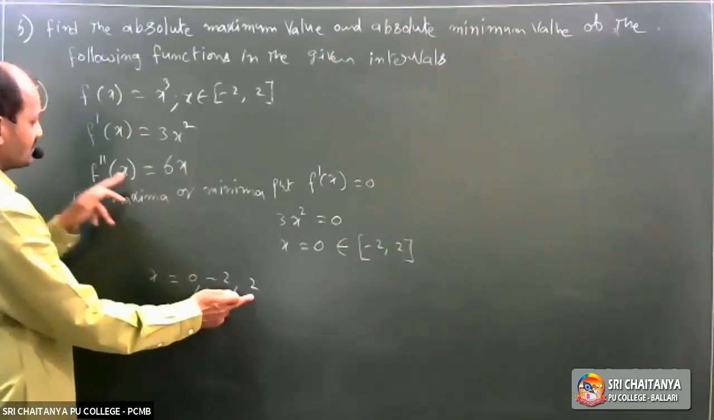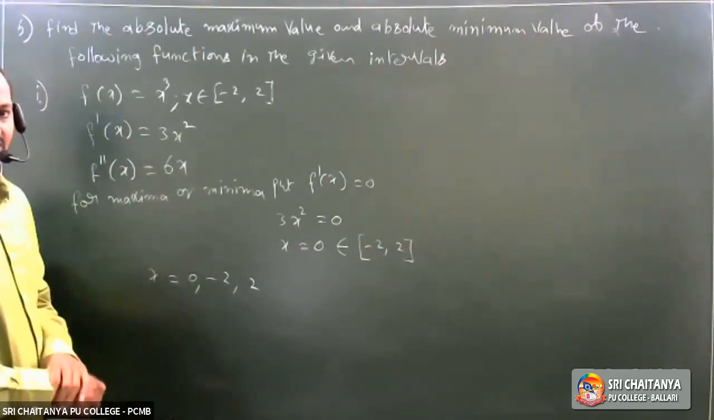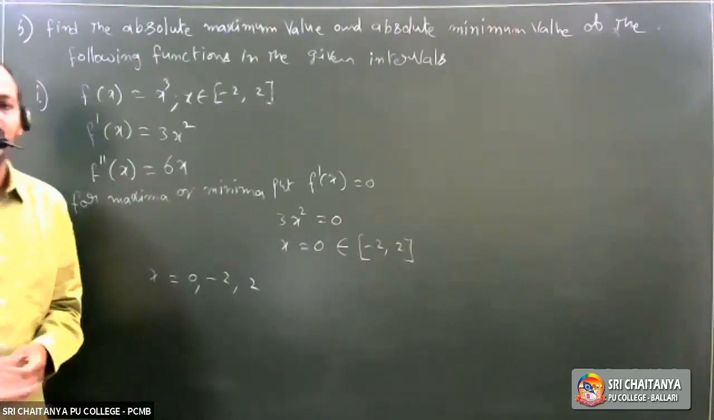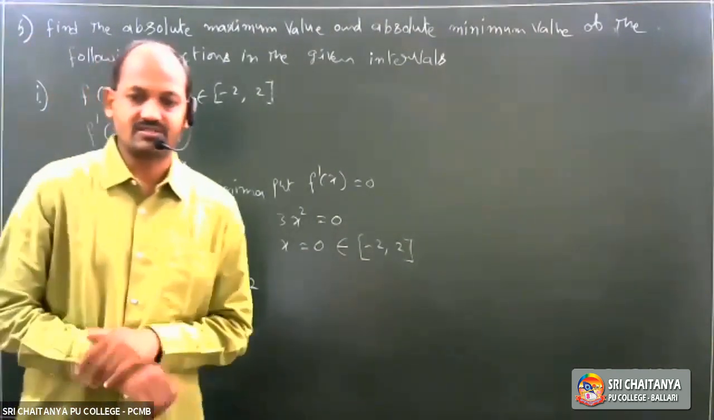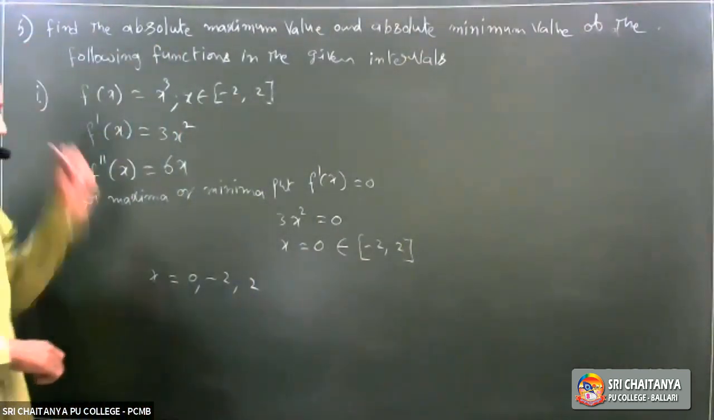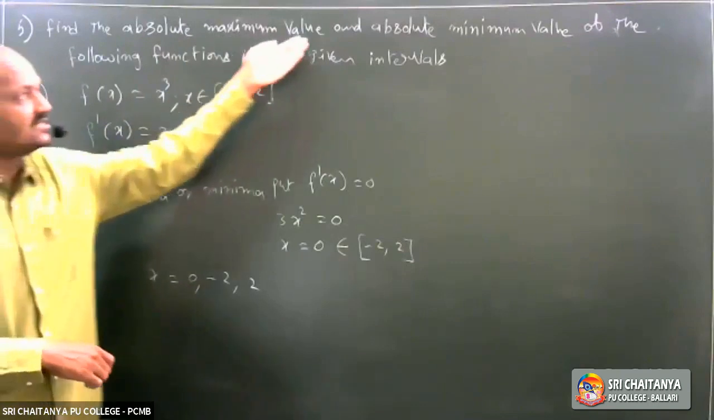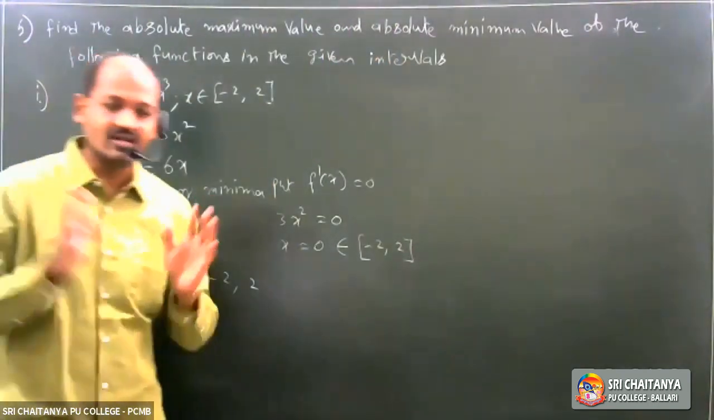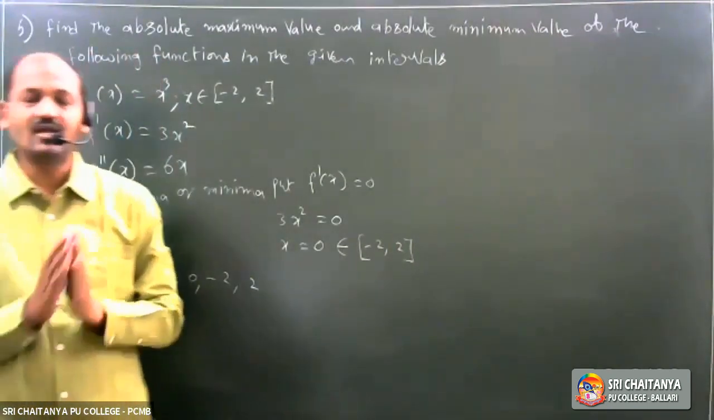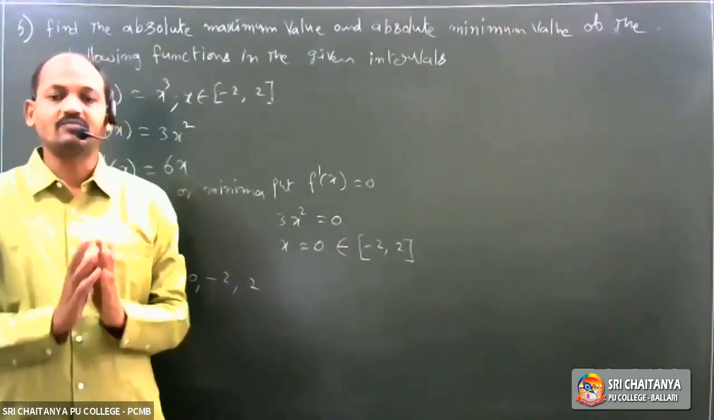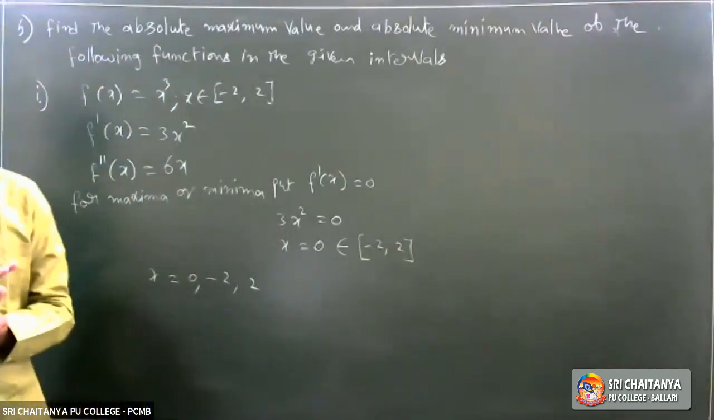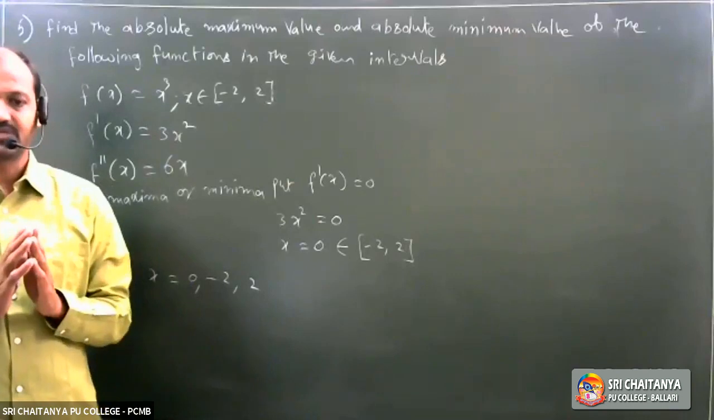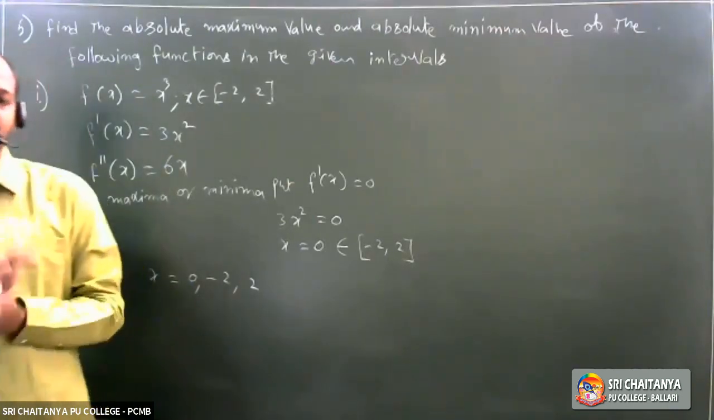F double dash of 2, it is 12. It is general minima, maxima, or local minima, local maxima. But here, find the absolute maximum value and absolute minimum value of the following functions in given intervals. Here, it is not maximum and minimum, or local maximum or local minimum. Absolute maxima and absolute minimum values.